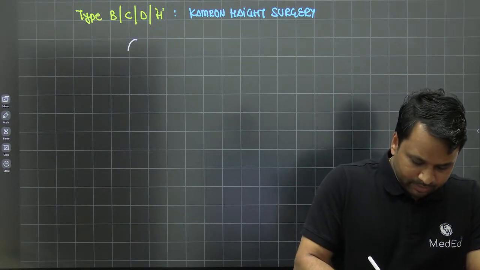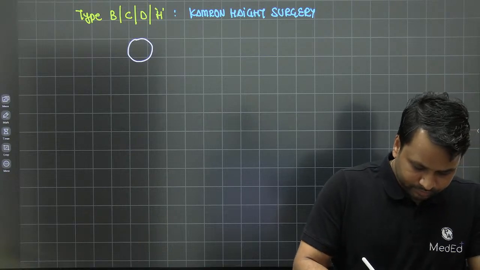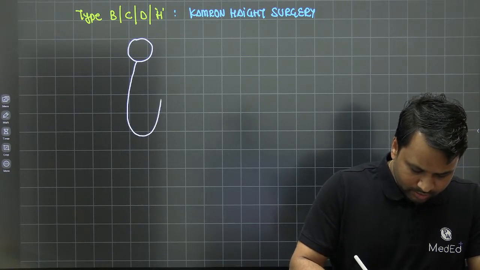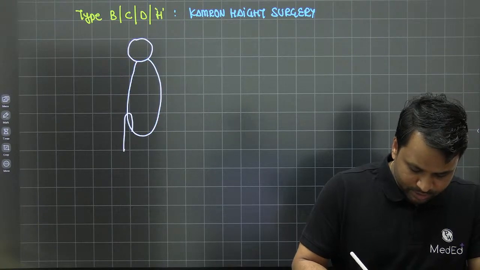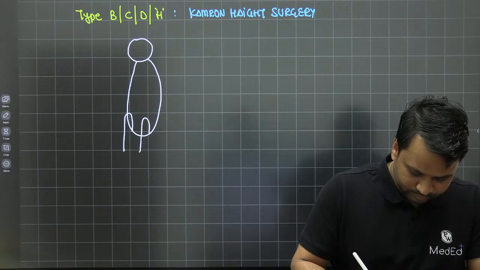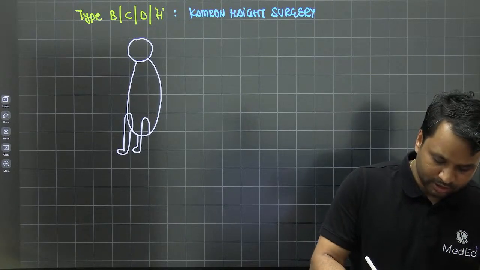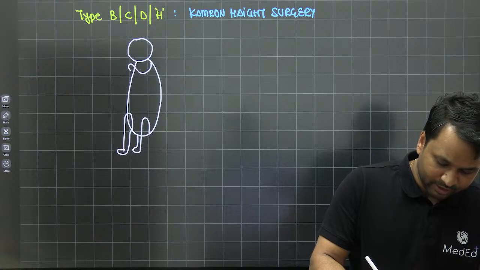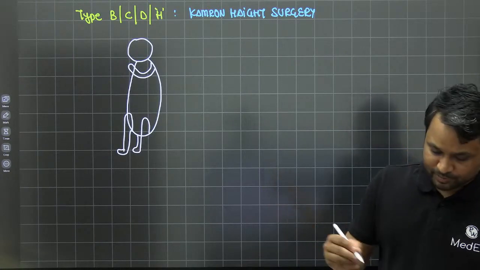Let's say this is the baby, right? I am going to put the baby into a left lateral position. So this is how the baby is being positioned, in a left lateral position, right? Exposing the right side. I've exposed the right side.